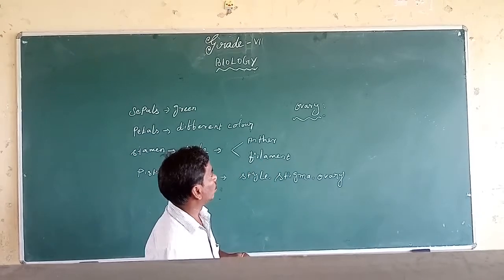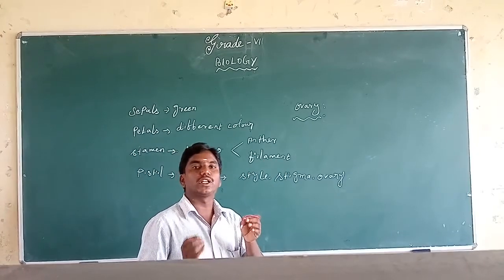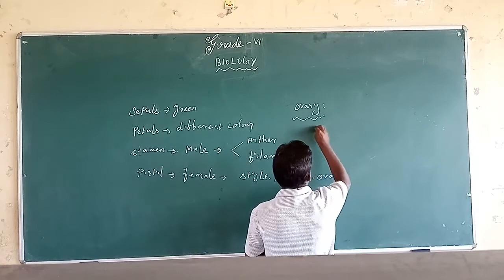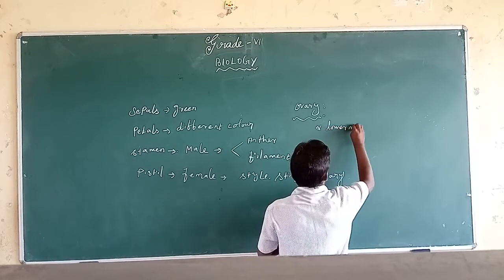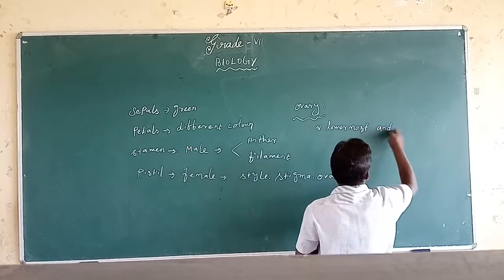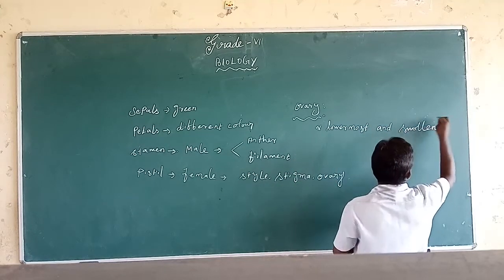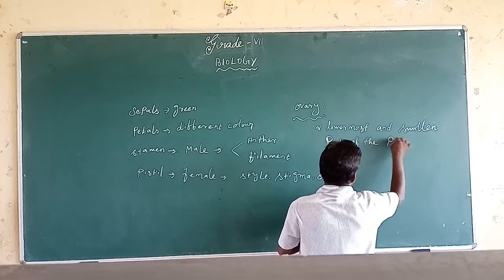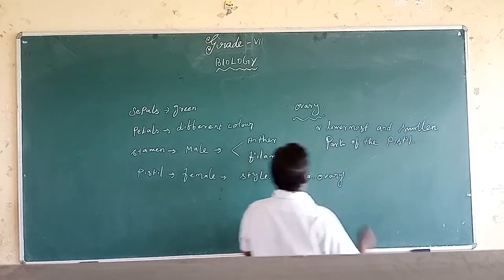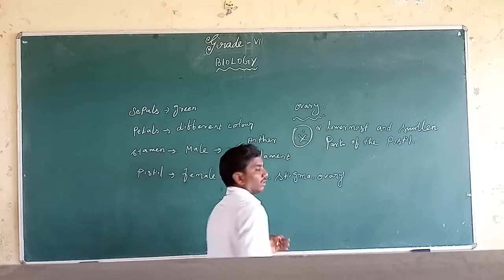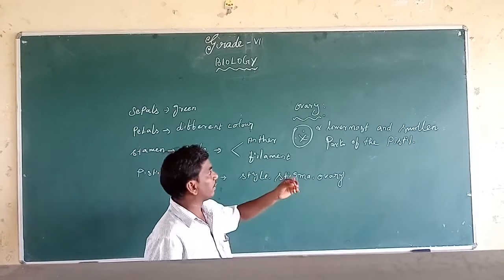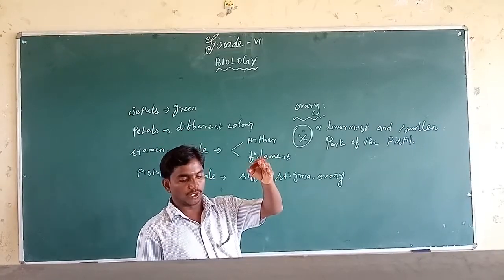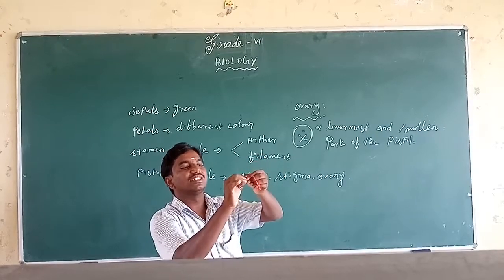The ovary is the lowermost and swollen part of the pistil. That is what is called vadugapatty. This is very important. So the ovary is the lowermost and swollen part of the pistil. So this region.